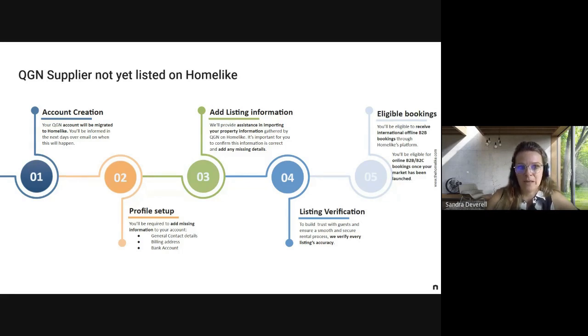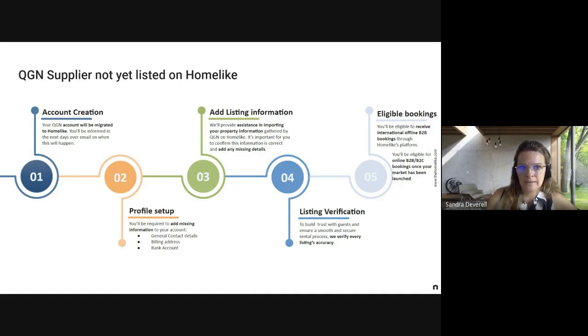You would have to upload a billing address and a bank account, so payments going through the platform can then be transferred to you. Point 3 would be, once the basic account is set up, you complete the listing information of your individual apartments you want to upload.